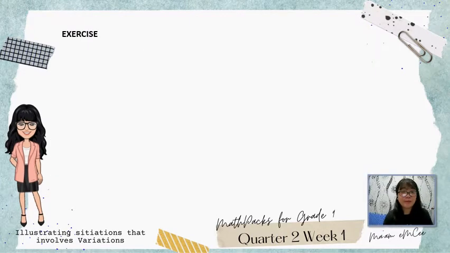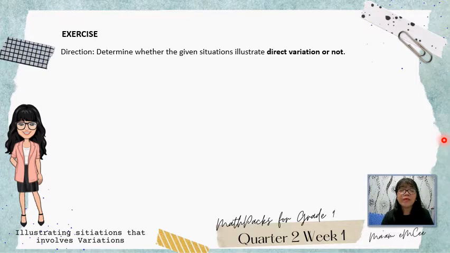Let us have some exercises. Determine whether the given situations illustrate direct variation or not. Now, first, the number of hours you work and the amount of your paycheck.